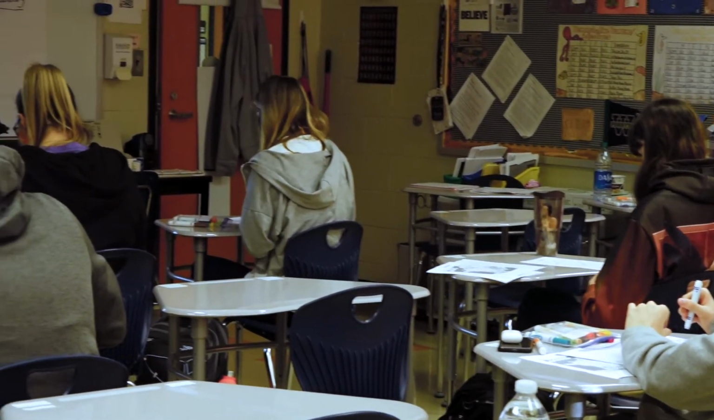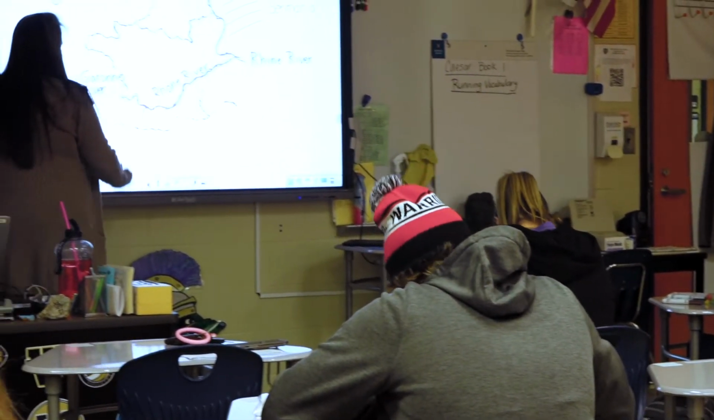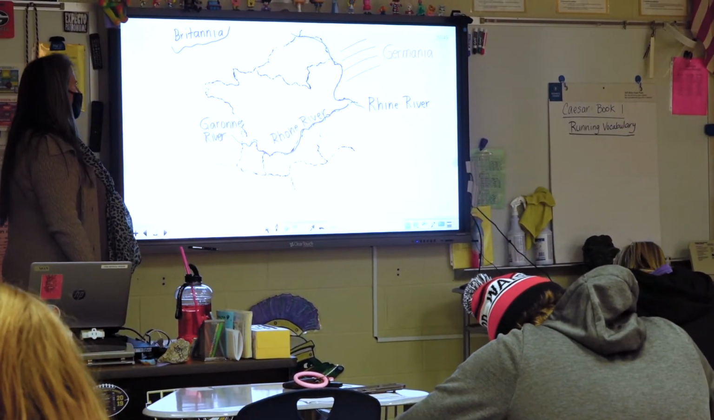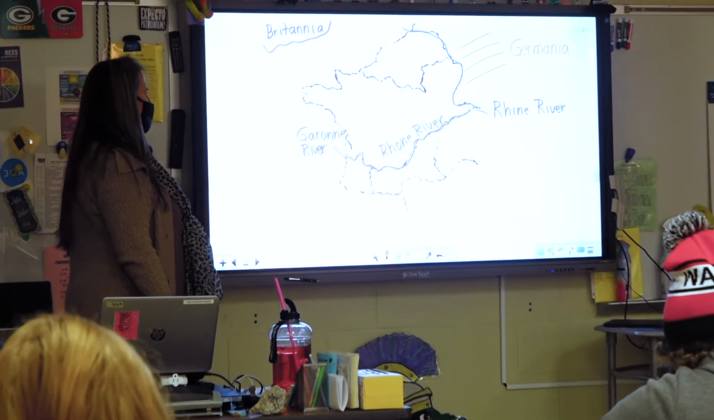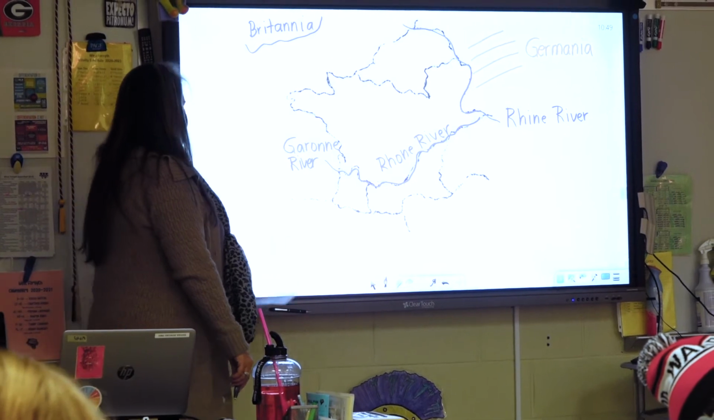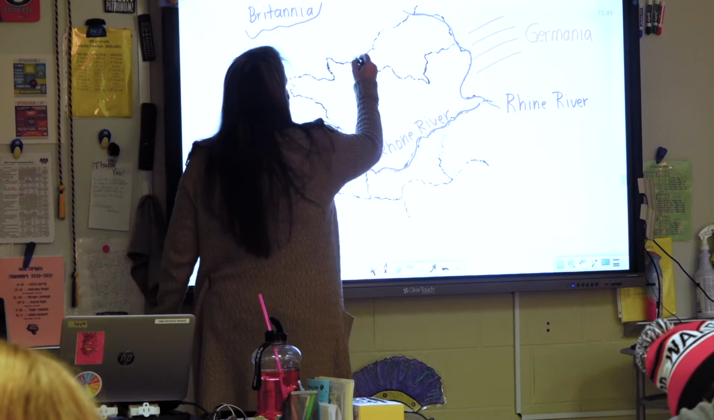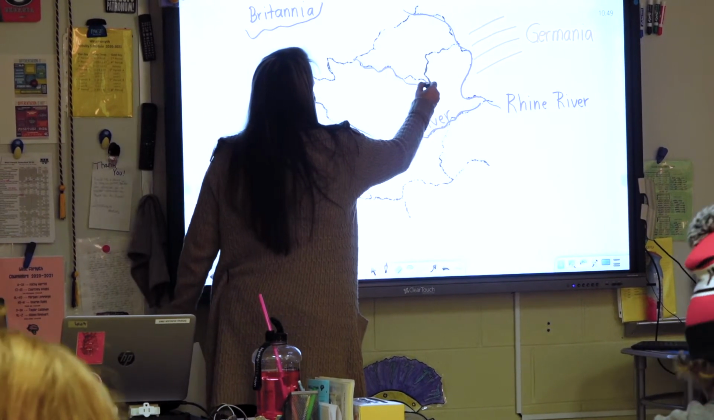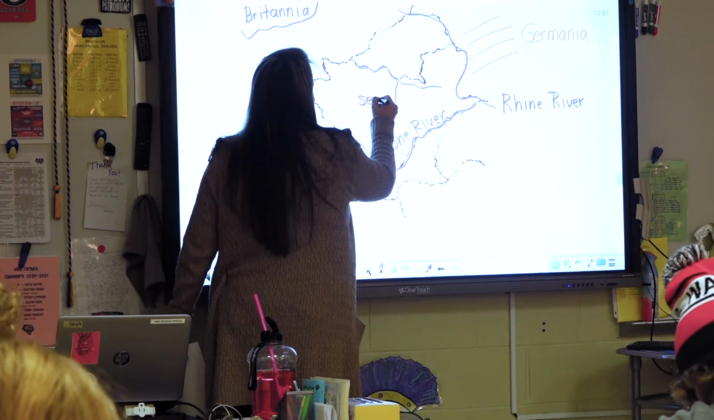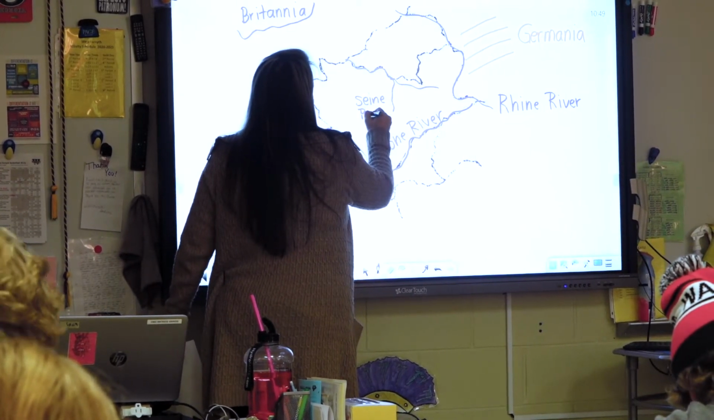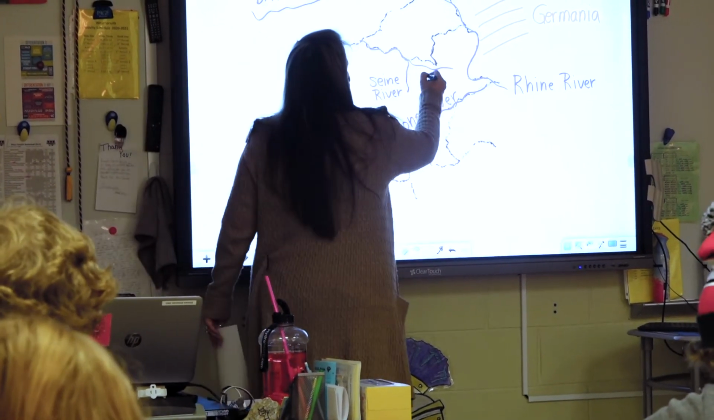The Garonne River. And then we're going to have two, it starts off as one, and it's going to split. This is the Seine, which is what runs through Paris, and this is the Marne.